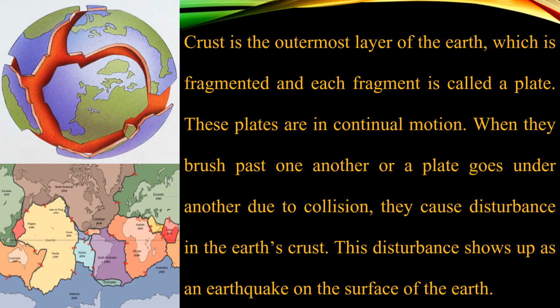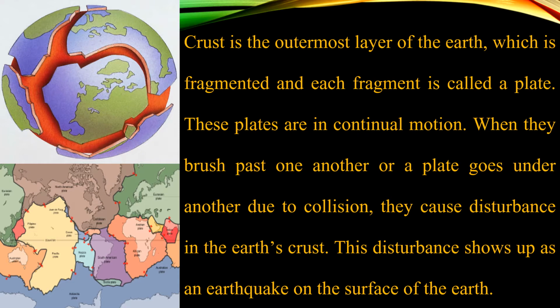The earth crust is not one continuous piece. It is fragmented, and each fragment is called a plate. The earth crust is divided into about 20 parts called tectonic plates. These plates float over the hot magma below and are therefore in relative motion to each other. That is, they are in continual motion.